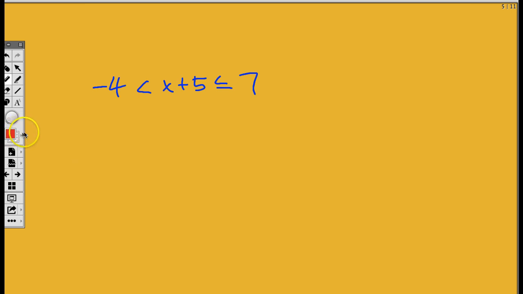What do you think I'm supposed to do? I gotta leave the x by itself. So what do you think I need to do, guys? Yeah, you are absolutely right. I gotta go ahead and subtract the 5 from all 3 sides, okay? So let's just go ahead and do that really fast. Subtract the 5, subtract the 5, subtract the 5.